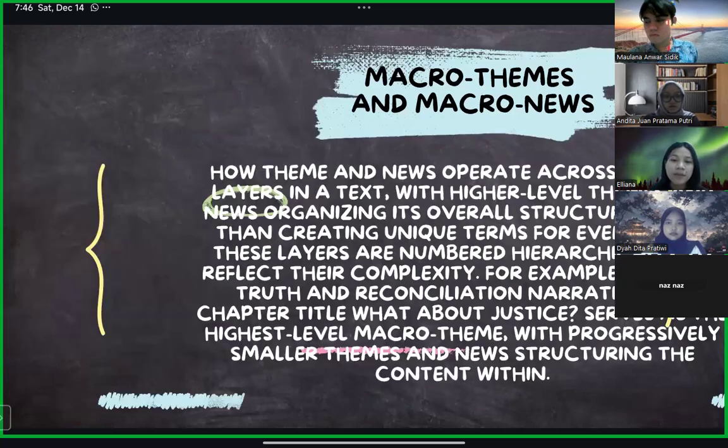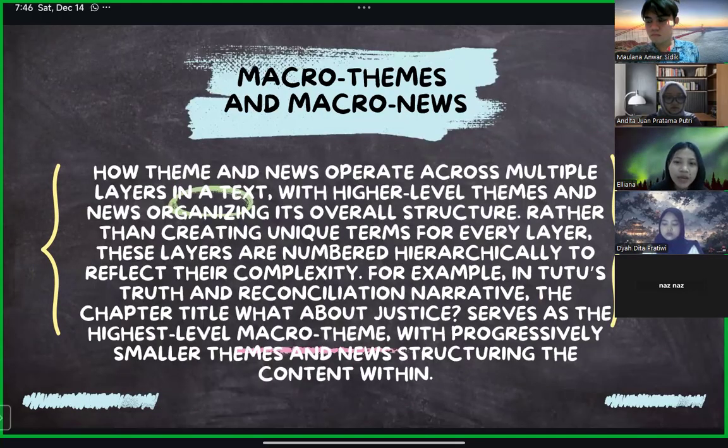And still in macro themes and macro news, we look at how themes and news operate across multiple layers in the text, with higher-level themes and news organizing its overall structure rather than creating unique terms for every layer. These layers are numbered in a hierarchy to reflect their complexity. For example, in Tutu's Truth and Reconciliation narrative, the chapter title "What About Justice" serves as the highest-level macro theme, with progressively smaller themes and news structuring the content within. Next.